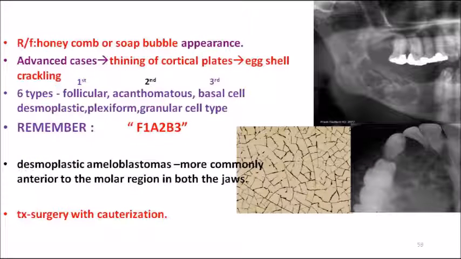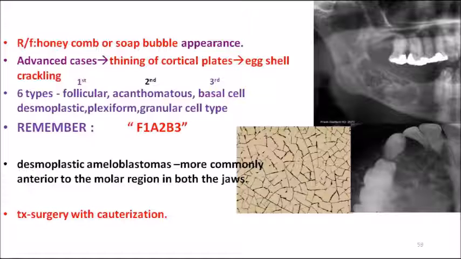Now coming on to the radiographic features of ameloblastoma, which is very important. They can give you radiographs and ask you to identify which lesion it belongs to. Concentrate on the first radiograph: the characteristic soap bubble appearance is seen, or you can also call it honeycomb. Honeycomb or soap bubble appearance is seen in ameloblastoma. In advanced cases, the outside of the bone will become very thin, like an eggshell.